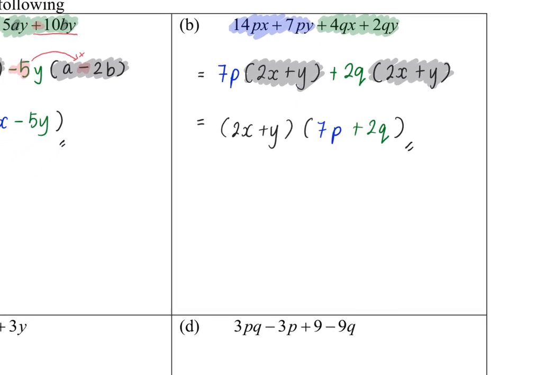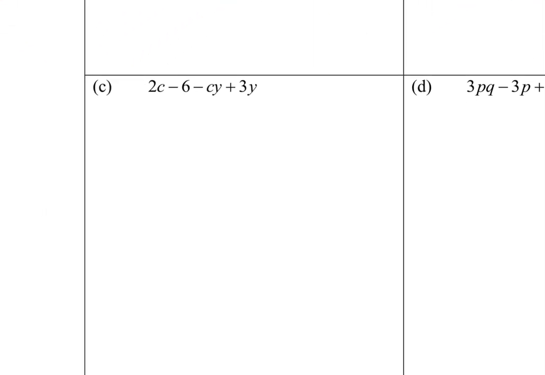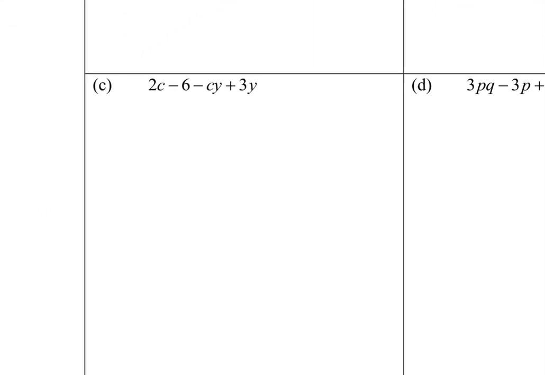Let's move on to part C. In this case, I would have my 2c minus 6 as one group, and negative c plus 3y as my second group. 6 can divide by 2. 2 is the highest common factor among the two. I'm left with c minus 3.